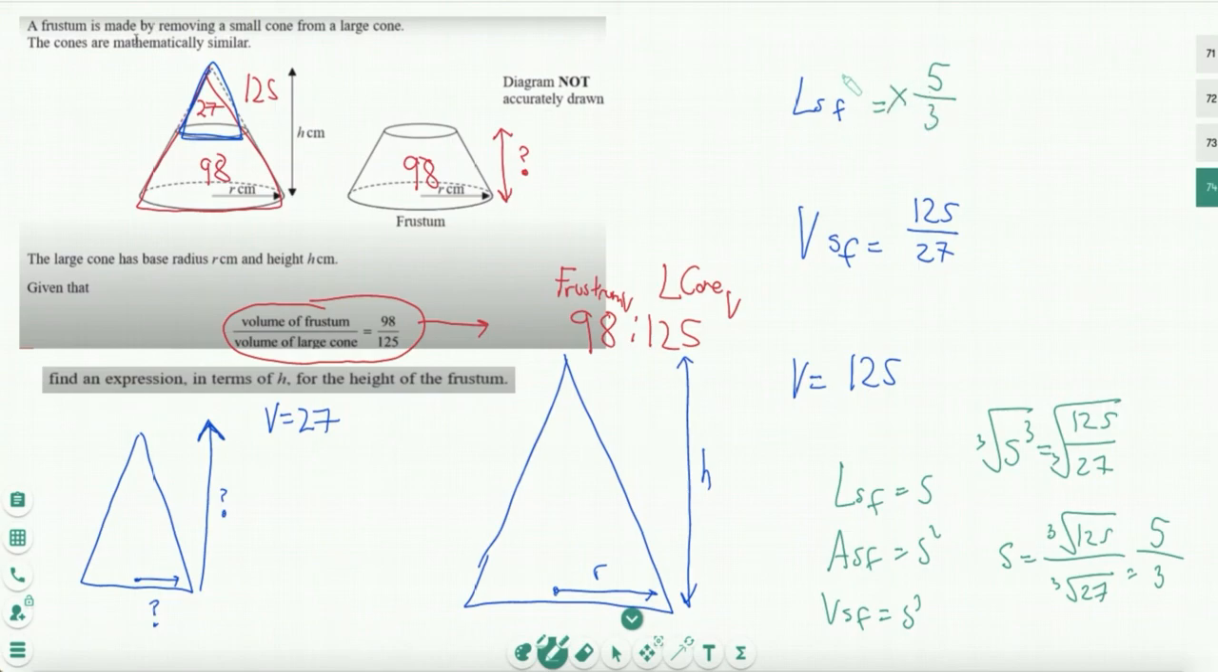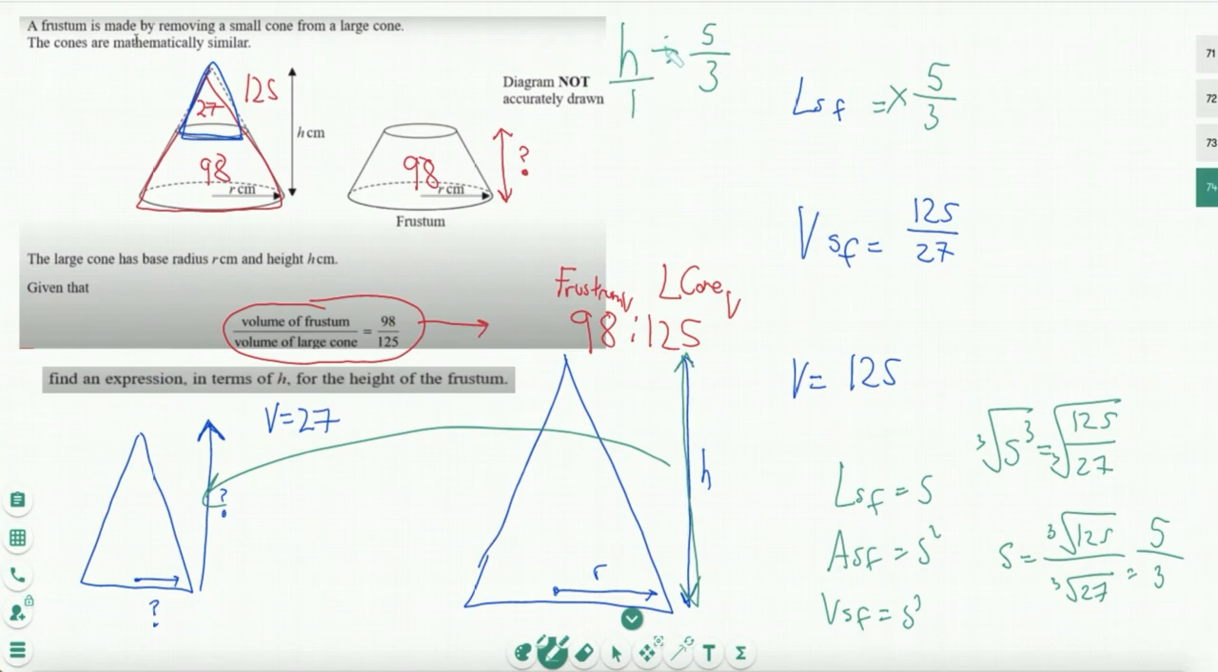Now, if we know the height is h, to get to the smaller height, we have to divide. So we're going to get our h, and we're going to divide it by our length scale factor, which is 5/3. Now, whenever we're dividing, multiplying, adding or subtracting fractions, if you have one fraction, turn the other value into a fraction. To turn h into a fraction, to turn anything into a fraction, it's always going to be h over 1.